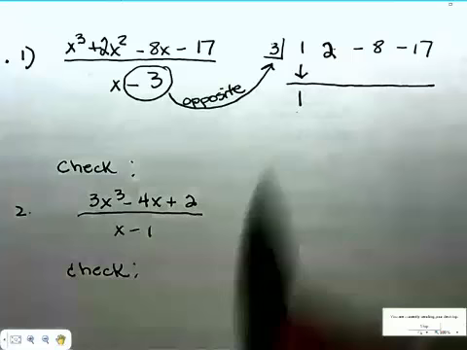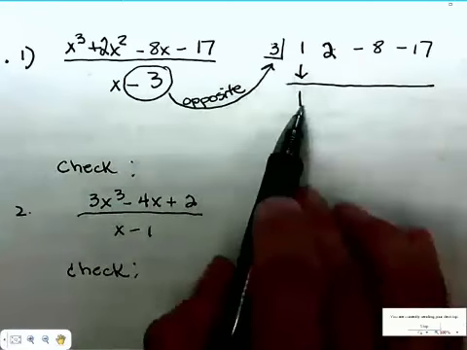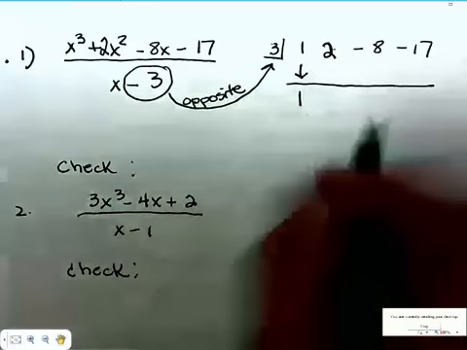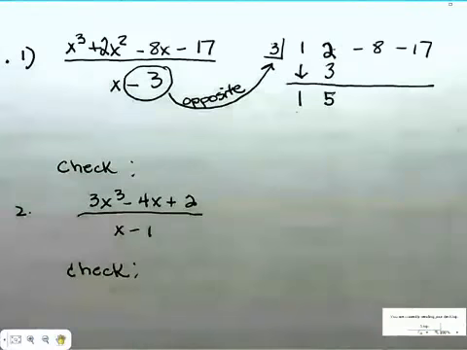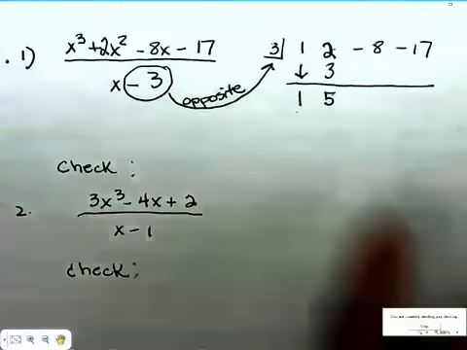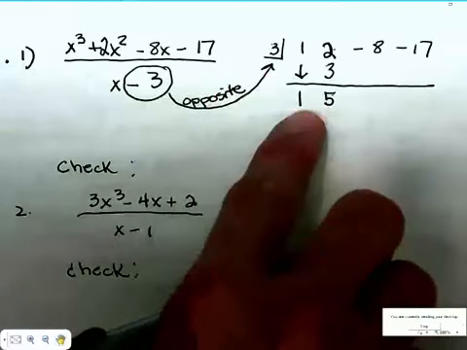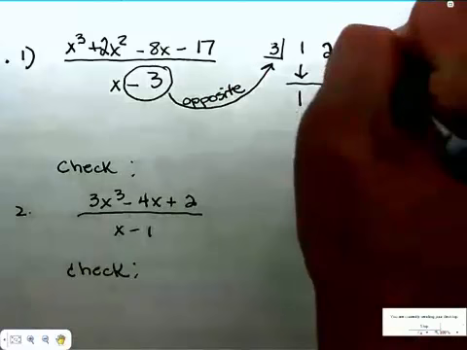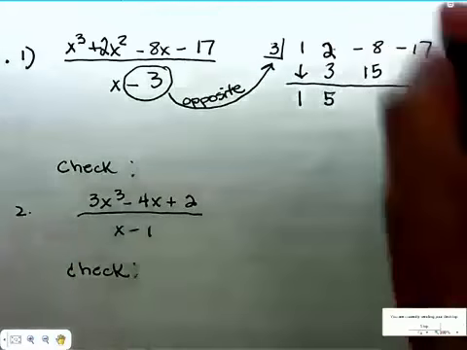You multiply what's in the box times what's on the bottom row. 3 times 1 is 3. You put that under your next coefficient and then add. Then multiply what's in the box times what's on the bottom row. 3 times 5 is 15. Put that under your next coefficient and then add. Negative 8 plus 15 is 7.